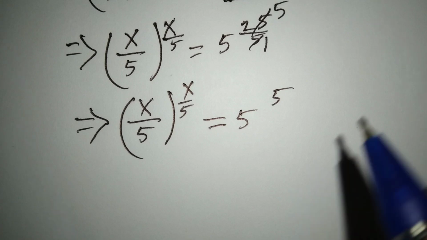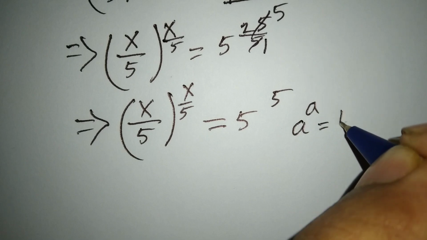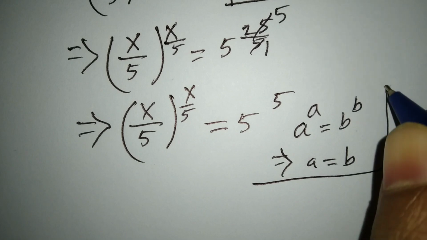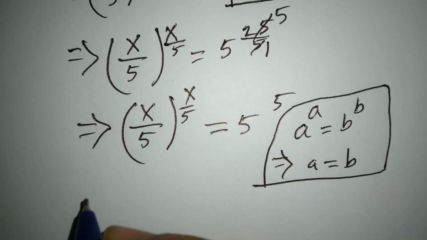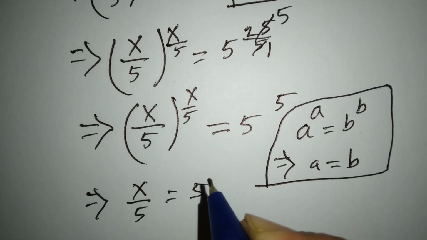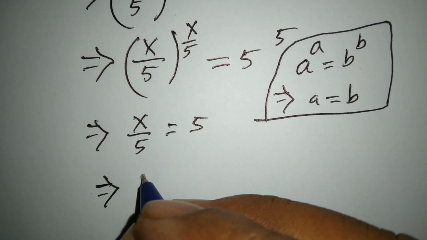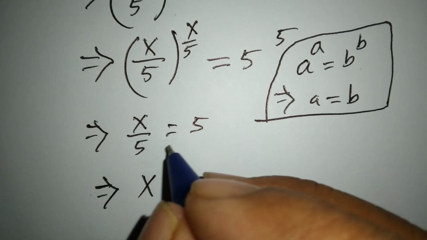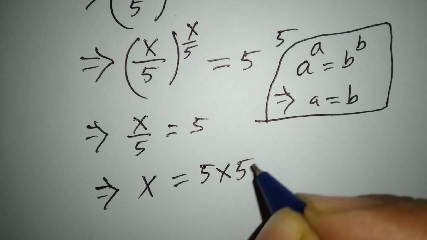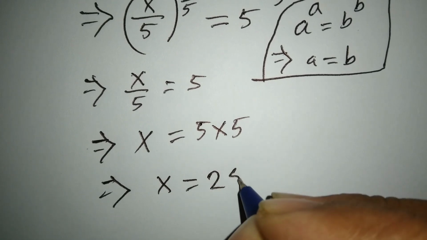We know another math formula, which is a to the power a is equal to b to the power b, which implies that a equals b. According to this formula, we can write this line as x divided by 5 is equal to 5, which implies that x is equal to, this 5 goes to the right side and multiplies, 5 multiply 5, which implies that x equals 25.